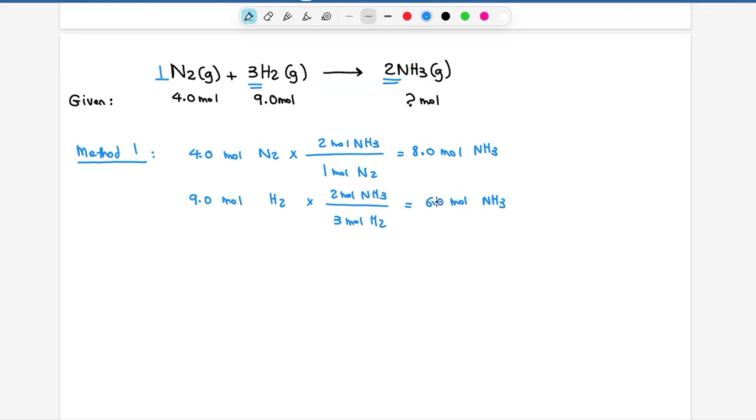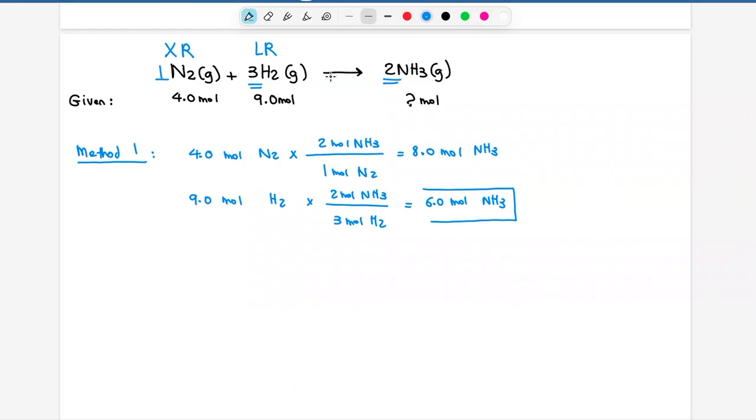So in reality, we can only get one of these two numbers. We either get 8 moles of NH3 or 6 moles of NH3. The one in the lower amount is actually the amount of NH3 that we're making, which is 6 moles of NH3. That's how much NH3 is supposed to be made using this reaction when you put in 4 moles of N2 and 9 moles of H2. Therefore, the one that gave you the lower quantity of NH3 is your limiting reactant. We see that the information was coming from H2, so H2 is the limiting reactant and the other one is the excess reactant.